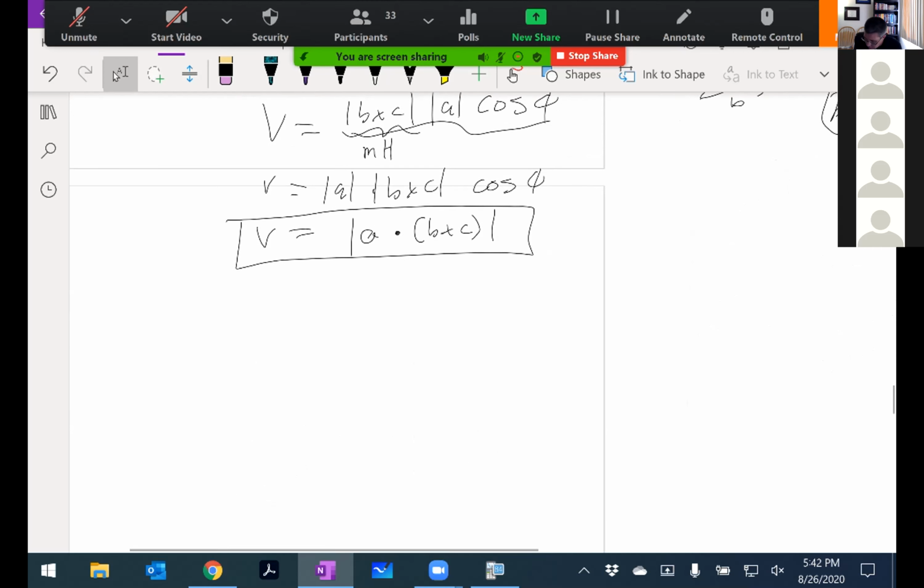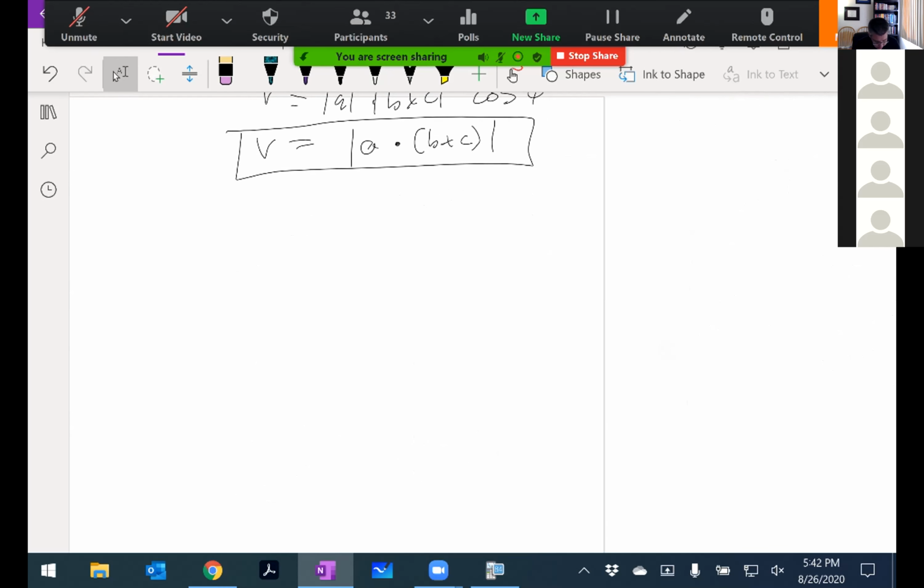I want to talk about one last thing, and that's torque. The magnitude of torque is the cross product of the length vector, we'll call this R, and the force.